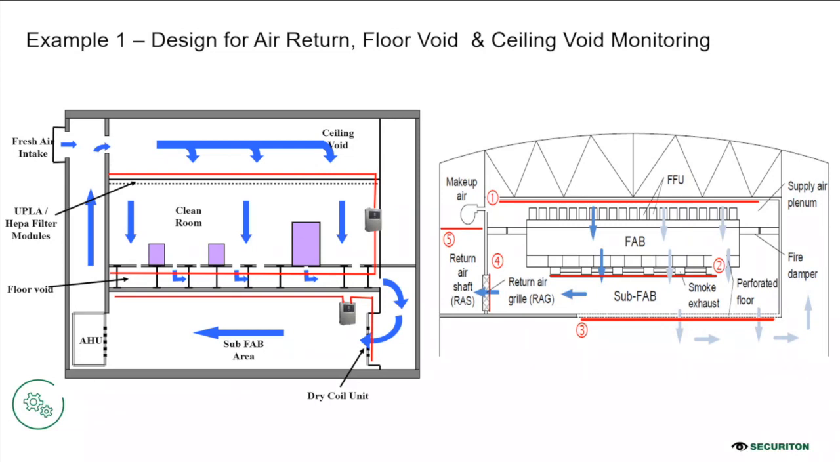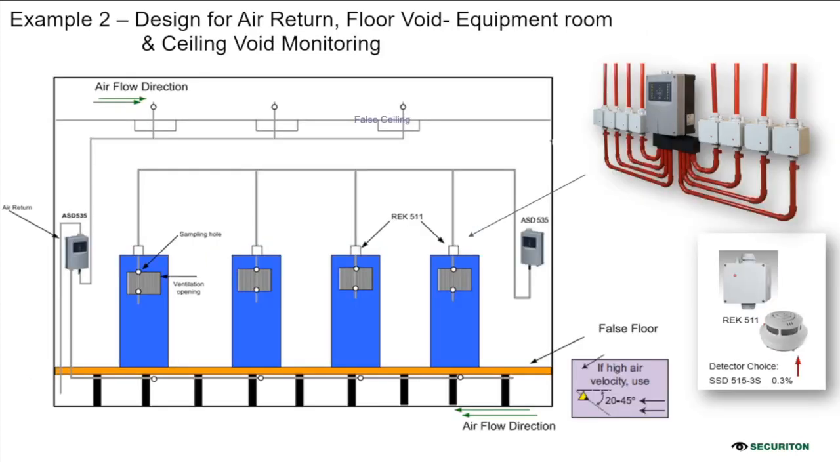Okay, so the advantage with our ASD, as you can see, is that with one single ASD, we can cover up to 2 zones. So you minimize the number of ASDs used here with the solution from Securiton. In fact, if you have equipment, which I'll also be sharing on the next slide, we can further use the REK solution, whereby you can address the individual racks inside the fab and sub-fab areas.